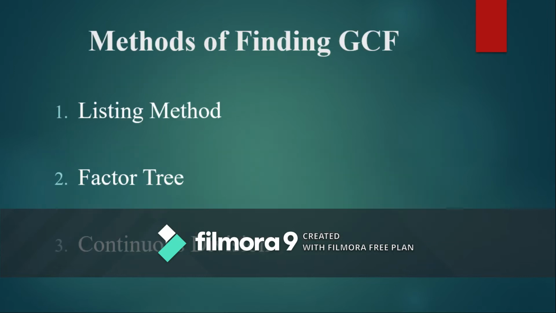What are the methods of finding GCF? Number 1, listing method. Number 2, factor tree. Number 3, continuous division.